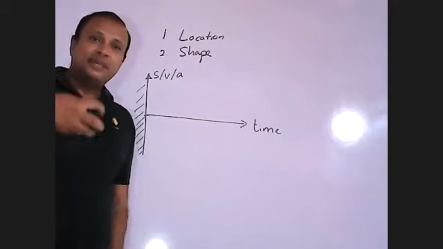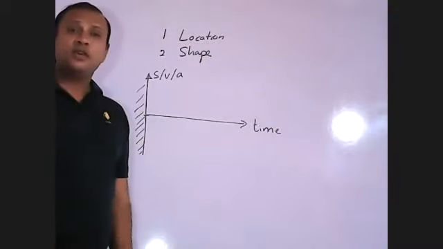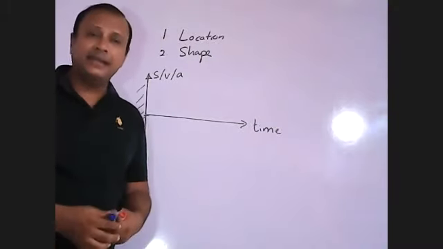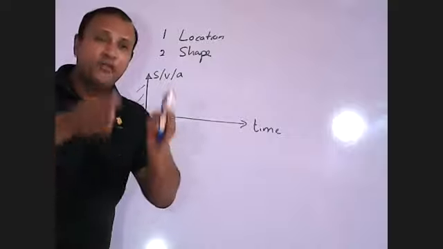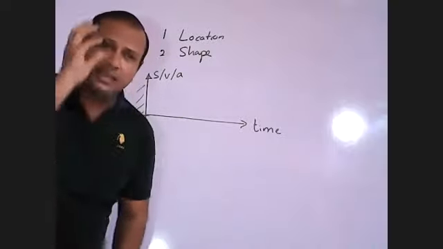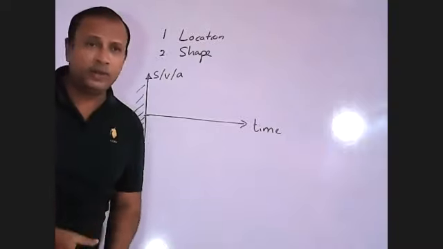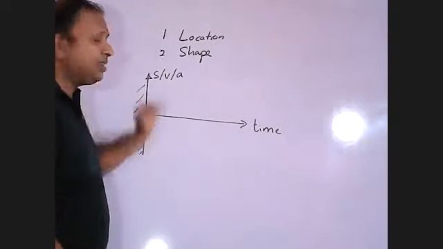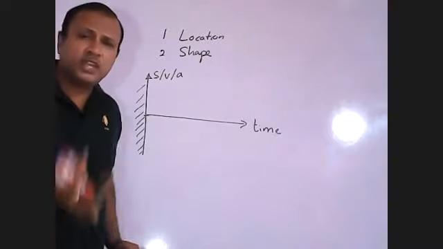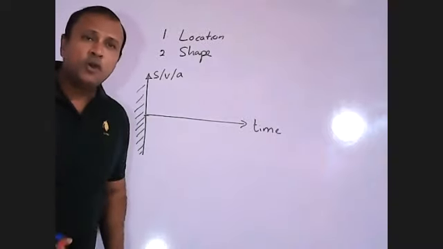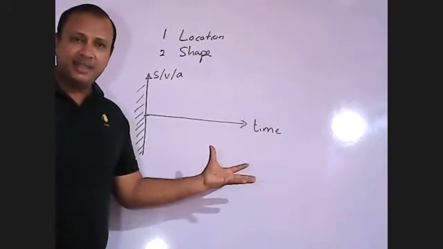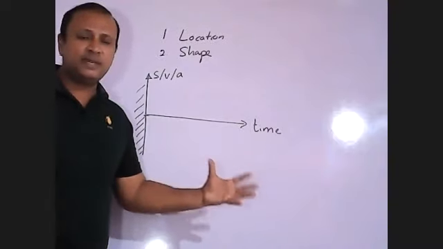Okay. Initially, we clearly mentioned that if you want to draw a graph, there are only two factors to be considered. So, what are those two factors? The first one is location. Where should you draw this graph? That is the first thing you have to consider.